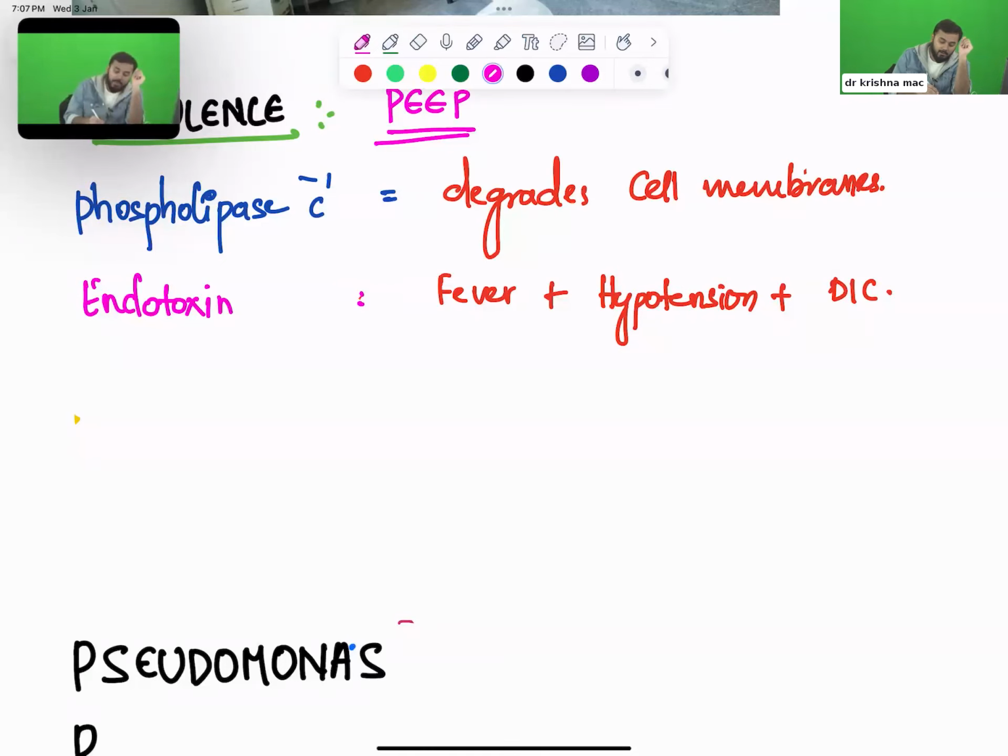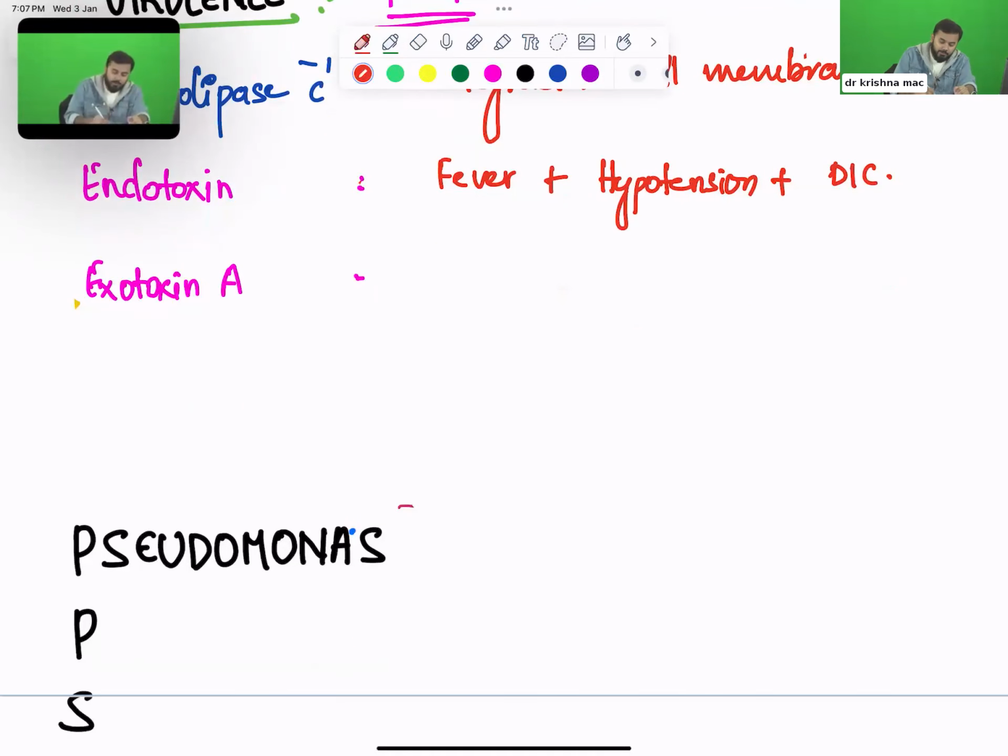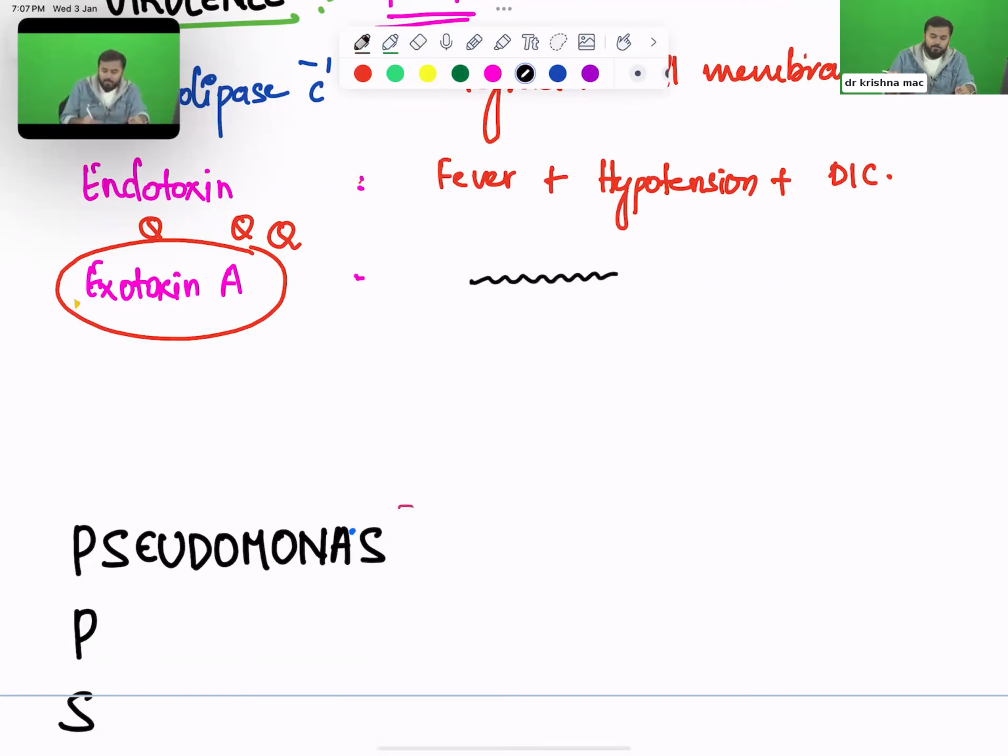Now, this bacteria will also release an exotoxin. Its name is exotoxin A. Do you know what this exotoxin A will do? Again, this is one of the important questions which is asked every time. Remember this, very important. All of you know that this is your mRNA. On the mRNA, you have, let us say, a ribosome. Now, what will this ribosome do? This ribosome keeps on forming a protein, right?